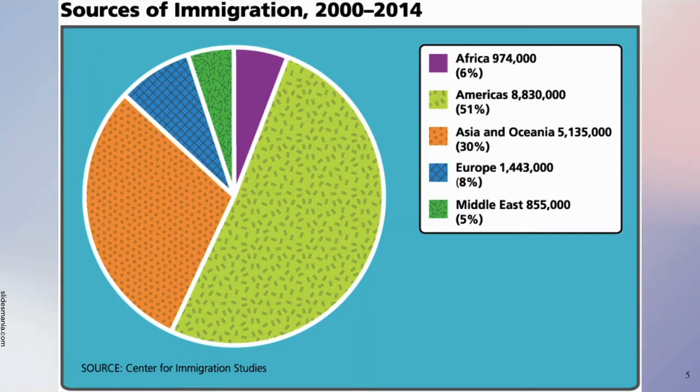Those statistics that I just pointed out can be seen within this chart. The Asia and Oceania immigrant population is, like I said, the second largest group. But immigration from the Americas is headed by the Mexican immigrant population. The Americas does include any immigration from North America and South America.